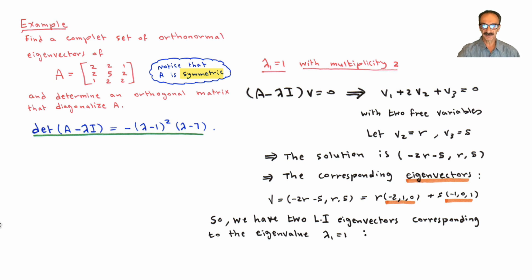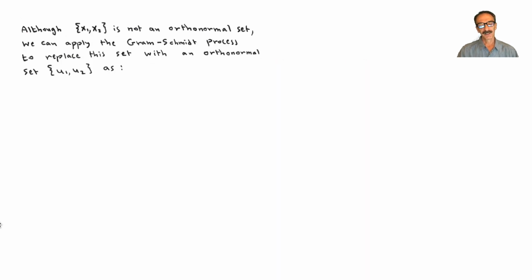Next. So we have two linearly independent eigenvectors corresponding to the eigenvalue lambda 1 equals 1. x1 is negative 1, 0, 1, and x2 is negative 2, 1 and 0. It doesn't matter which one is x1 and x2. Now we are still within the same lambda, so x1 and x2 are not an orthonormal set. You can test that if you do the dot product and so on. We can apply the Gram-Schmidt process to replace the set with an orthonormal set U1 and U2 as follows. I want to write the steps down in case you need to go back and find out the steps of doing that. We had that a while ago.